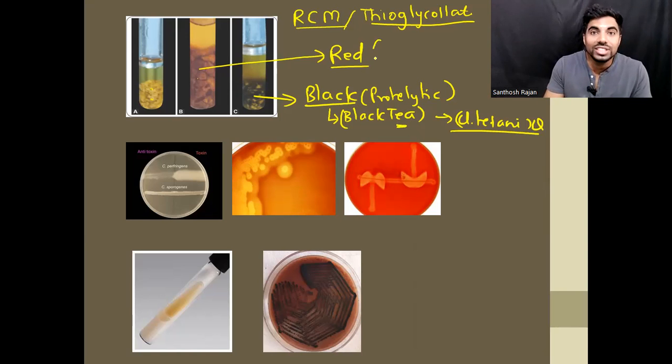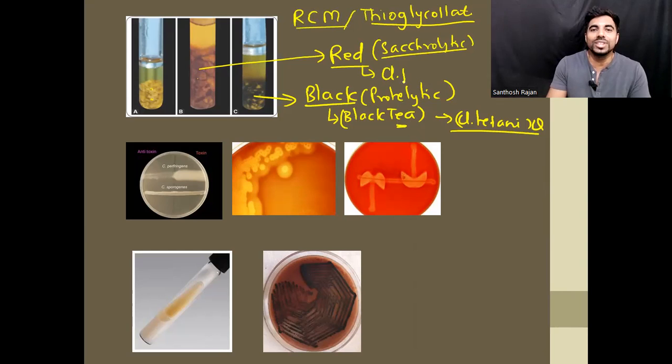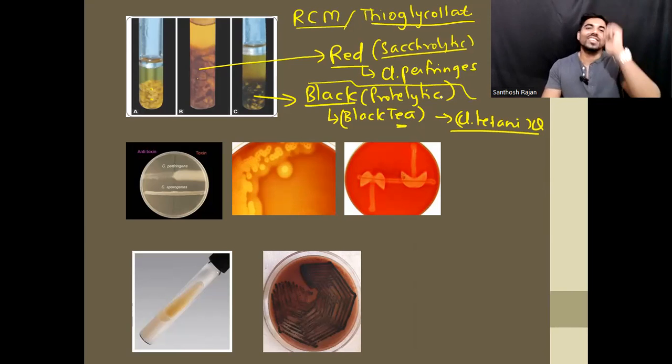Red is whose favorite? Red is when it is saccharolytic. Who is the red color? Always red, angry, and eating a lot of sugar. That is our Mr. Perfect, Clostridium perfringens. Our Naga, okay, Naegele's reaction, yes, Mr. Perfect Naga. Clostridium perfringens, red color. That's it, this is for the RCM media, thioglycolate agar, okay, thioglycolate.